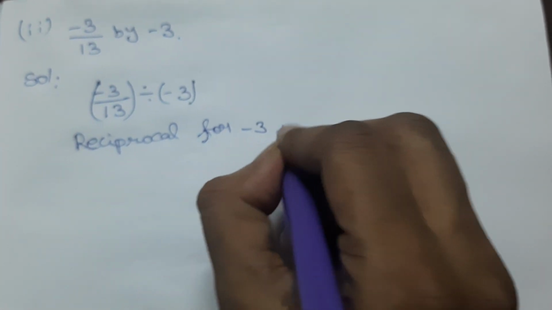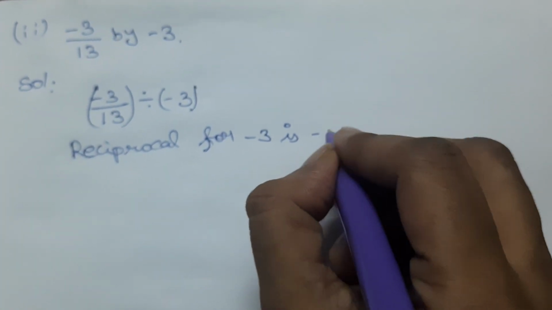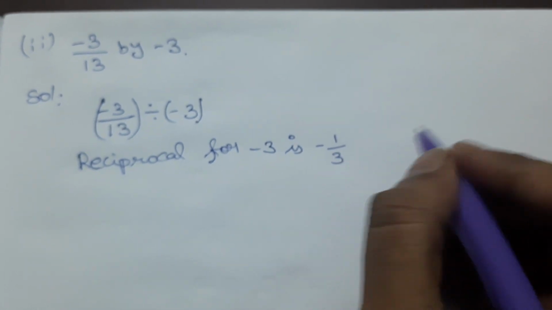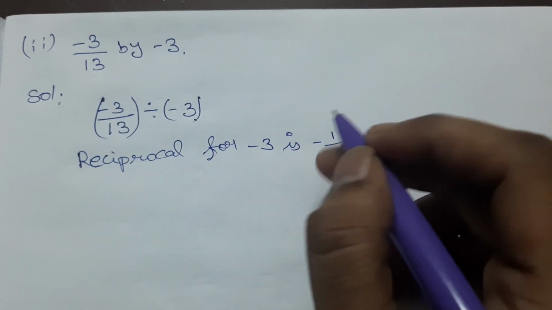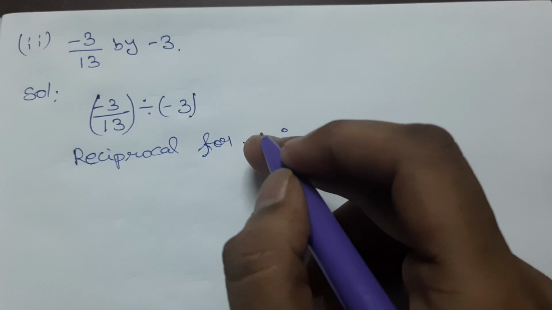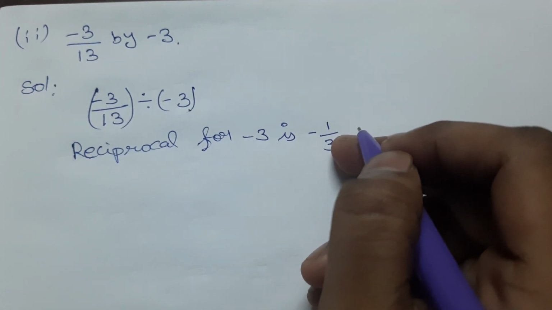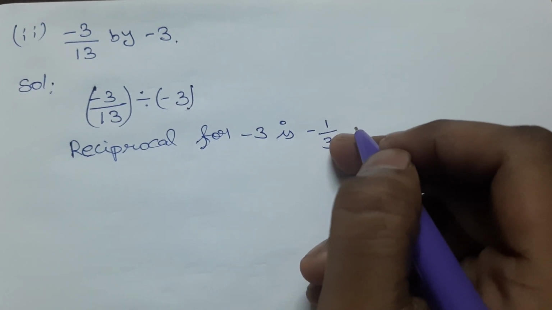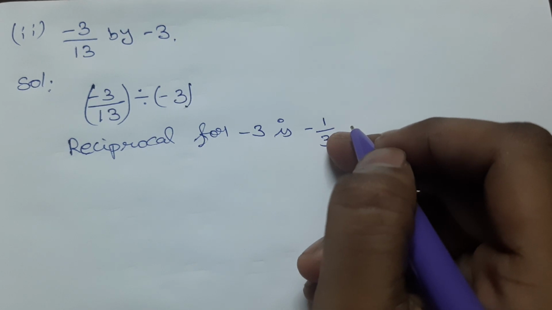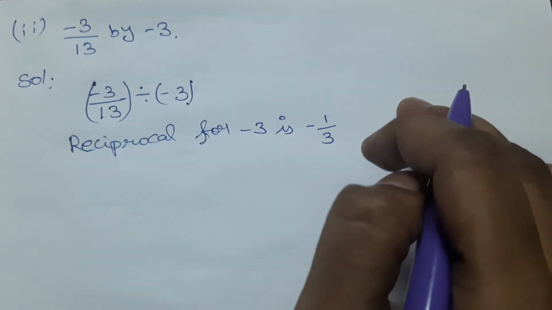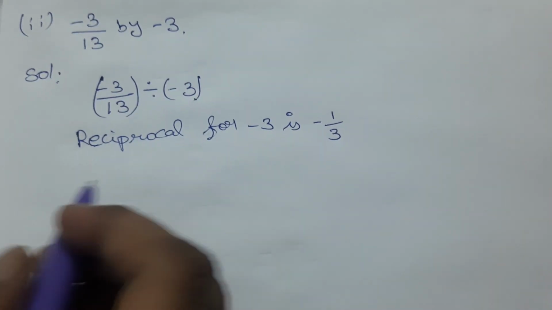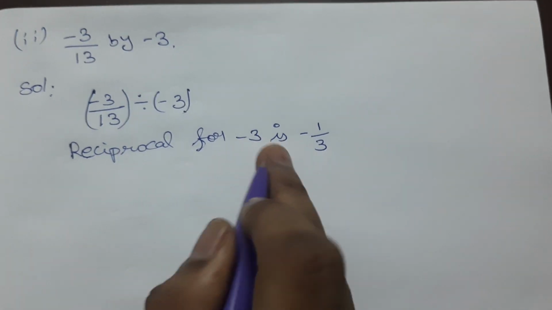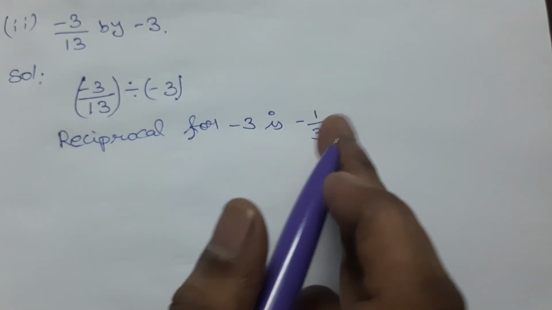Minus 3 is what? Minus 1 by 3. Here you no need to change the sign. Just we have to take a reciprocal. 3 means 1 by 3. 5 means 1 by 5. Suppose you are taking reciprocal for 1 by 5, it's 5, because 5 by 1 is equal to 5. That's all. So reciprocal for minus 3 is minus 1 by 3.